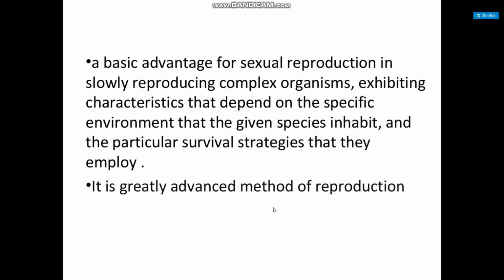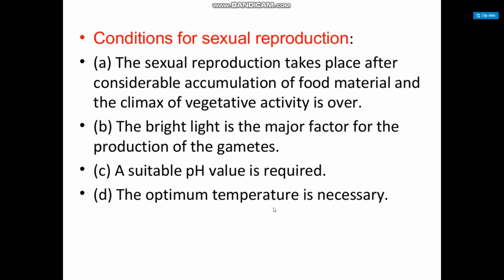A basic advantage of sexual reproduction is for slowly reproducing complex organisms, exhibiting characters that depend on the specific environment that the given species inhabits, the particular survival strategy. So it is a greatly advanced method of reproduction. The conditions for sexual reproduction: it takes place after considerable accumulation of food material, bright light is the major factor, suitable pH is also required, and the optimum temperature is necessary.